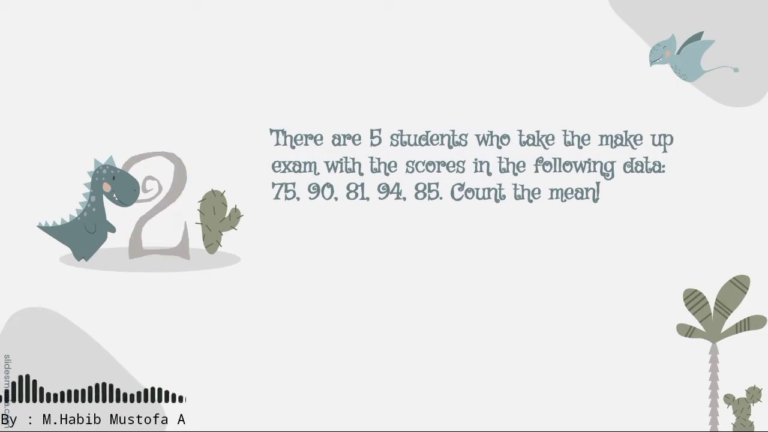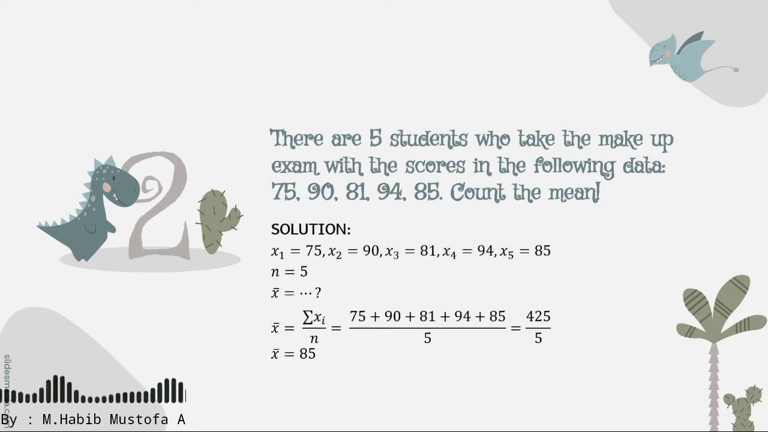And then let's move to the second question. There are 5 students who take the makeup exam with the scores in the following data: 75, 90, 81, 94, 85. Count the mean. From the question, we have to find the x bar, like the first question. We can see that there are 5 students, so n is 5. The scores of the 5 students are xi. So we have to find the value of sigma xi first.